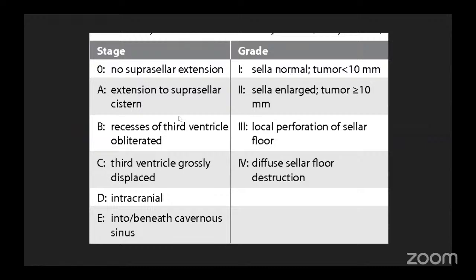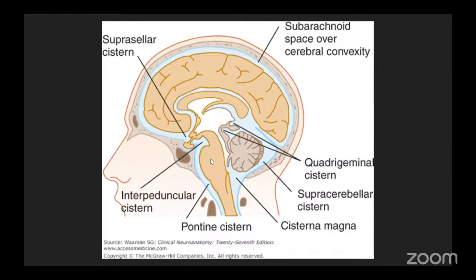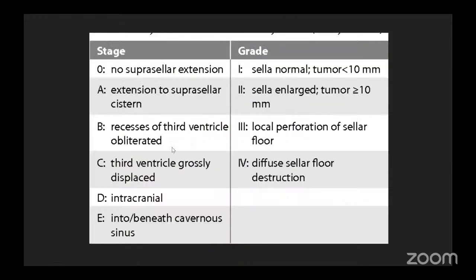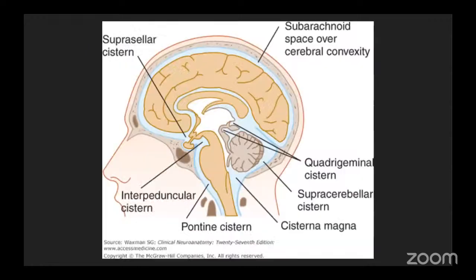Then we have A. A would mean there is extension to the suprasellar cistern only, but the third ventricle recess is still preserved. So this here is the suprasellar cistern. It's going to slightly go out of the sella. The lesion is going to extend only till here. It's not yet going to involve the third ventricle. What is stage B? Recess of the third ventricle obliterated. C is third ventricle grossly displaced. D is intracranial.